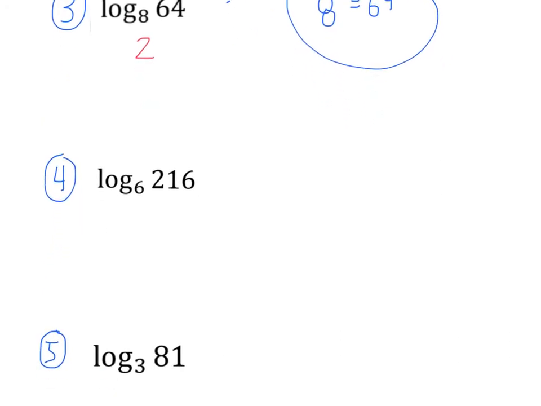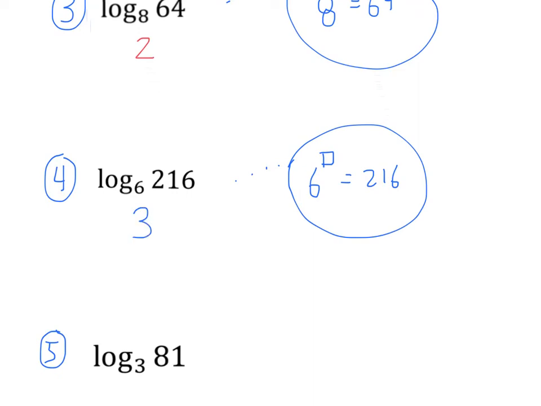Let's look at another example. Log base 6 of 216. Okay, so if I think about my little thought bubble here, I need to think 6 to some exponent would get me 216. The logarithm is equal to the exponent to which I raise my base of 6 to get 216. And the answer is 3, because 6 cubed is 216.